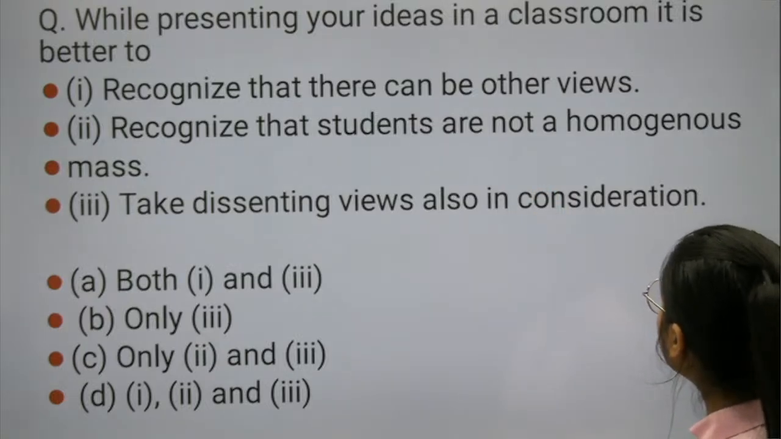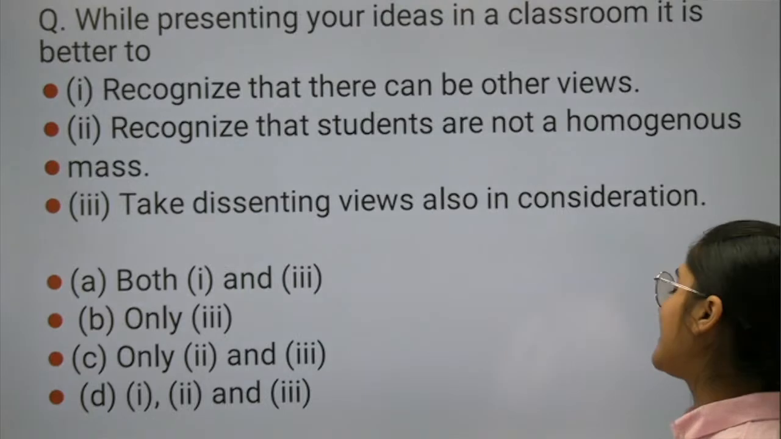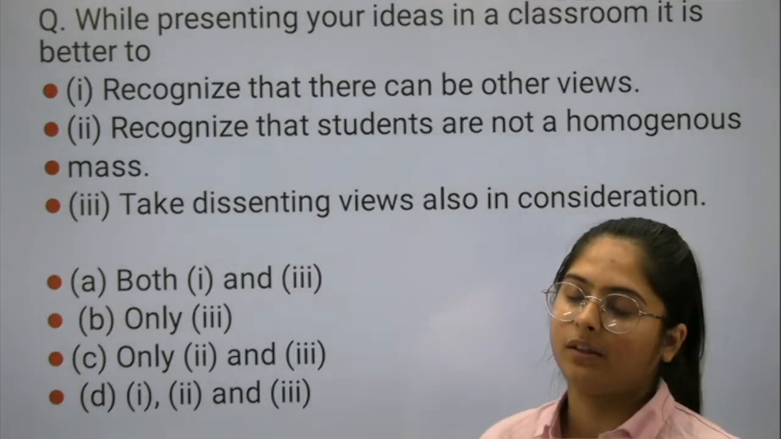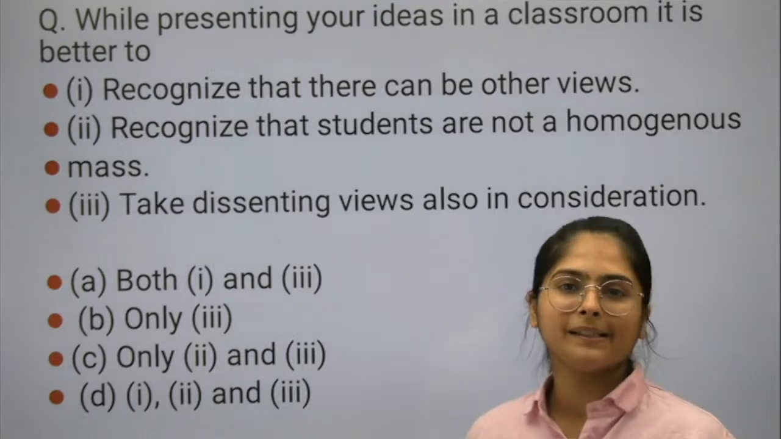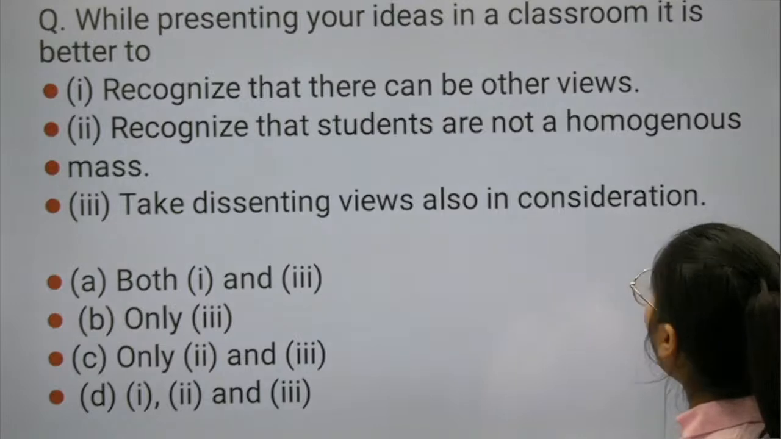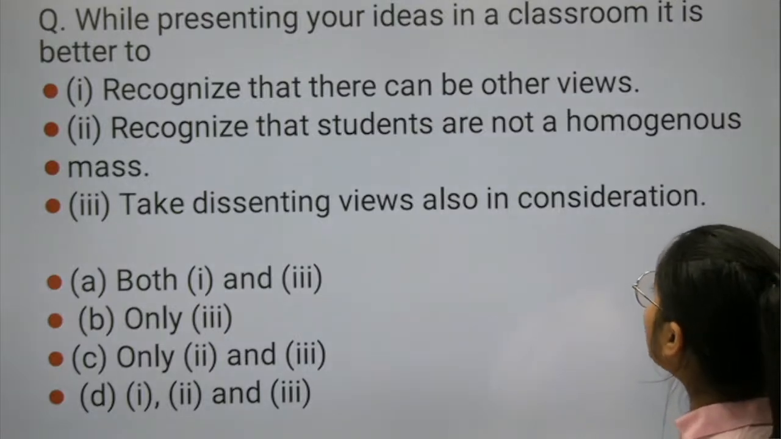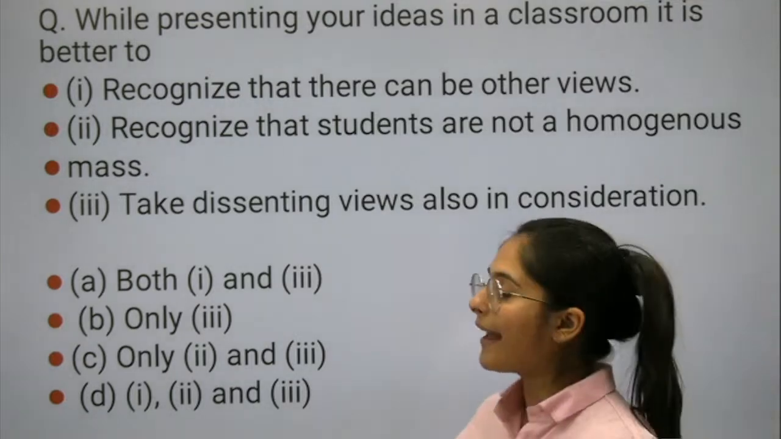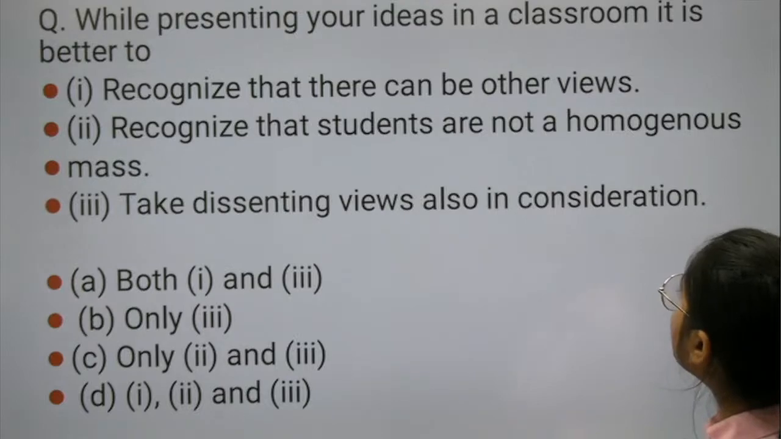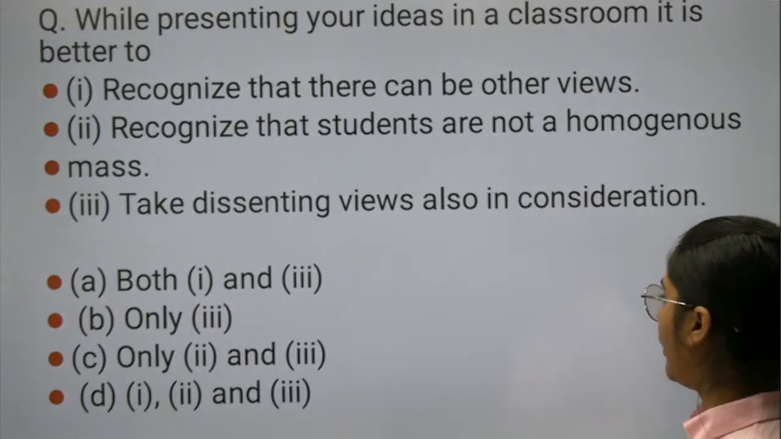Then, recognize that students are not a homogeneous mass. Of course, I have already talked about this point in the previous question as well, that all human beings are individual. We can never say that students are a homogeneous mass. Next is taking dissenting views also into consideration. I have already told this as well. So the answer is all three. Okay.